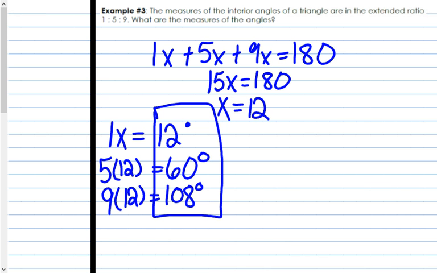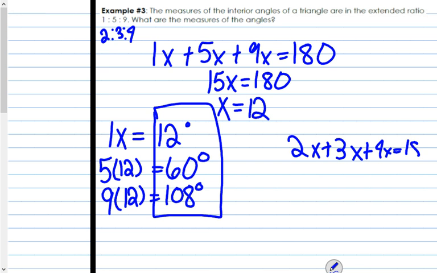If I said it was in a ratio of 2, 3, 4, we would do the same thing. 2x plus 3x plus 4x has to equal 180. So we find the value of x, and then we would plug it in and be able to solve for the 3 different angles. Obviously, I have 3 different angles because it's a triangle with 3 angles. We will do the rest of this in class.